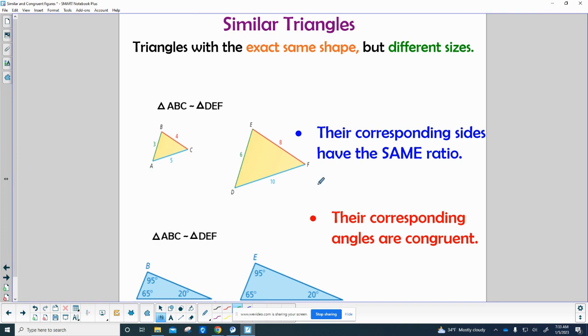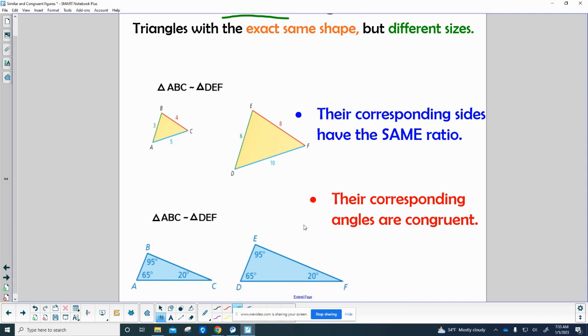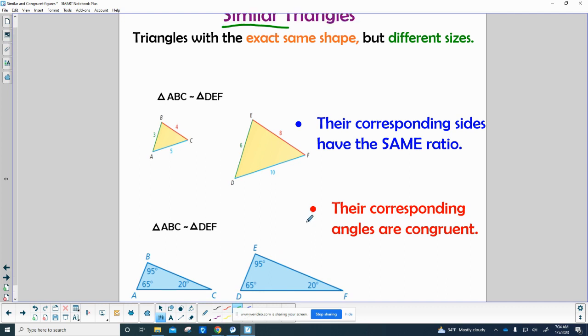Okay, now the next thing is, what about similar figures? Triangles with the exact same shape but different sizes are called congruent figures, or excuse me, similar figures. So their sides are proportional, but they're not identical. And knowing this, we can actually find missing sides by just understanding what it means to be similar and proportional. So let's get into that.